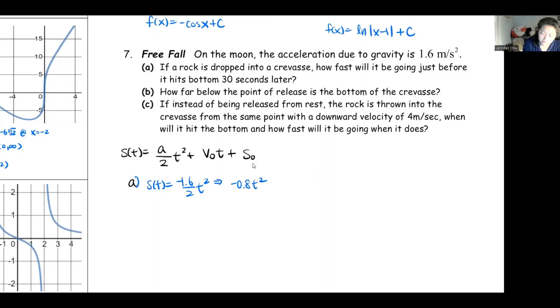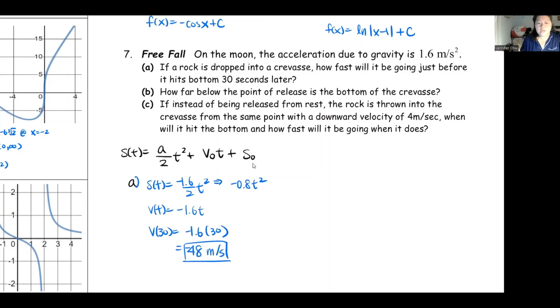So how fast will it be going? Let's look at velocity. So the velocity function will be the derivative of that, which is negative 1.6 t, right? And it says when it hits the bottom 30 seconds later, so v of 30 equals negative 1.6 times 30. That would give me 48. Let's look at my units, meters per second. Negative 48 meters per second if we're looking for velocity. If we're looking for speed, it would be just 48 meters per second, right?